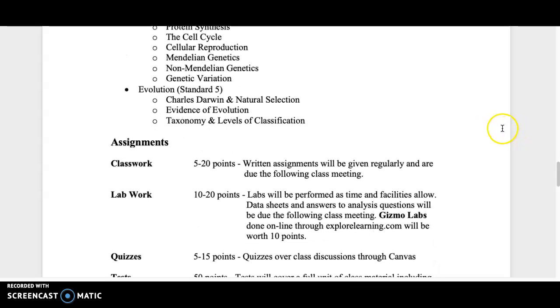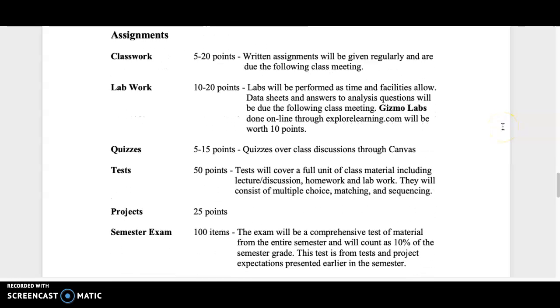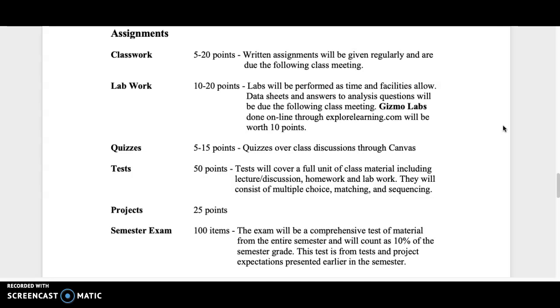Okay, what will be graded in this class? You will have classwork in the form of many worksheets. We do use the textbook, and you will be doing several worksheets along the way over each unit from the textbook. We will have lab work. Most of that lab work will occur through Gizmo labs, even though we will be doing some hands-on labs as we go along. I'll talk about the Gizmo lab more once I get you signed up for it later today.